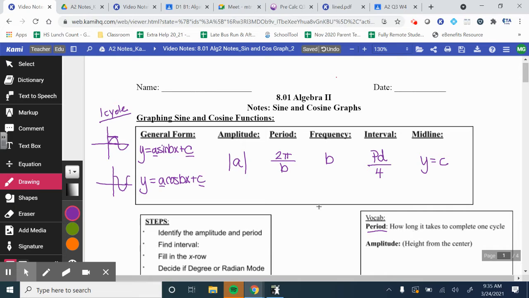Just like with all of our other functions, you can have vertical and horizontal shifts. The part that comes after the sine or cosine, whatever you're adding or subtracting, that's going to be your vertical shift. So it's going to go up or down C units. And then if you had a horizontal shift, that would happen right where it's attached to B. So if it's in the parentheses, it would be opposite of what you would think.